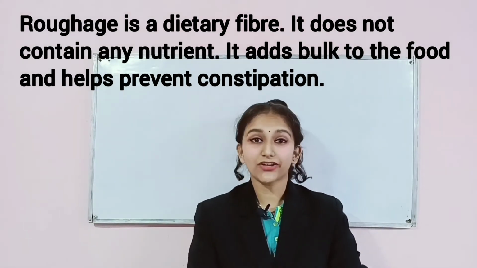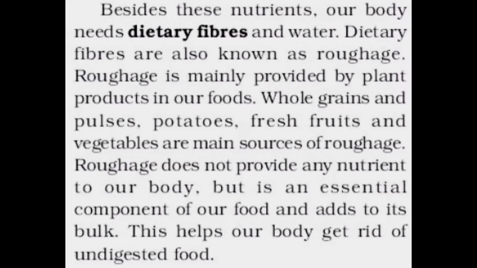Hence, it prevents constipation. Besides these nutrients, our body needs dietary fibers and water. Dietary fibers are also known as roughage. Roughage is mainly provided by plant products in our foods. Whole grains and pulses, potatoes, fresh fruits and vegetables are the main sources of roughage. Roughage does not provide any nutrient to our body, but is an essential component of our food and adds to its bulk. This helps our body get rid of undigested food.